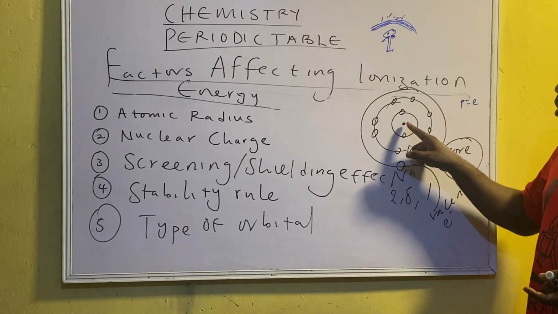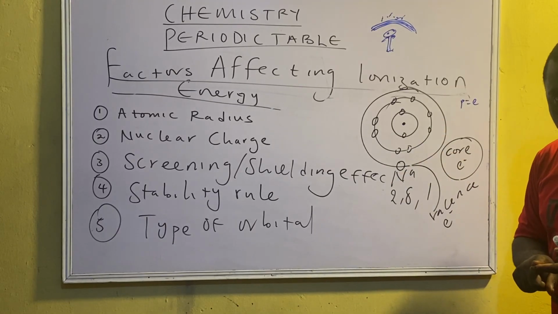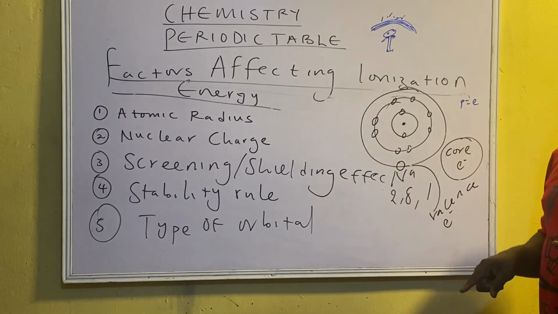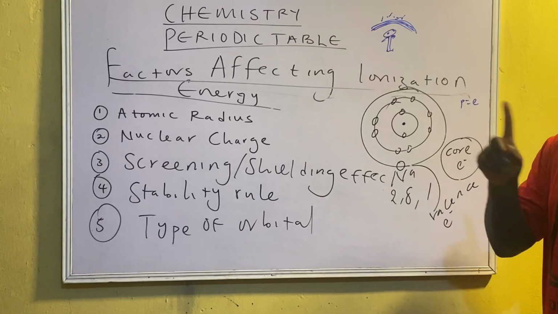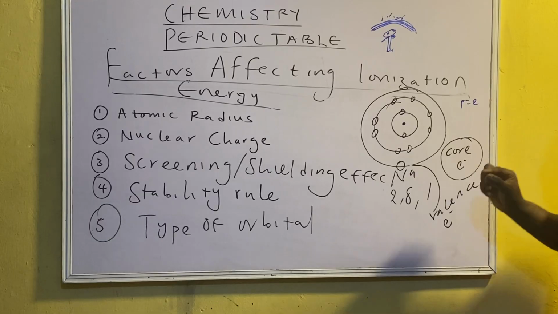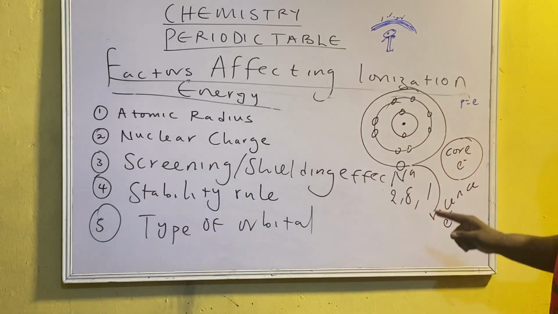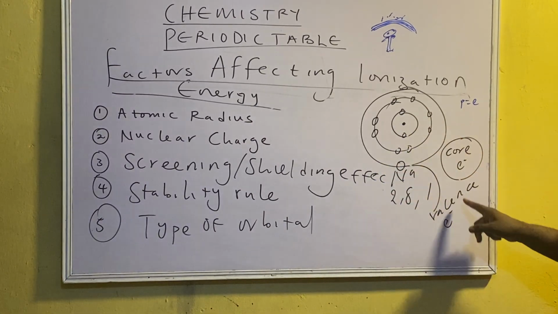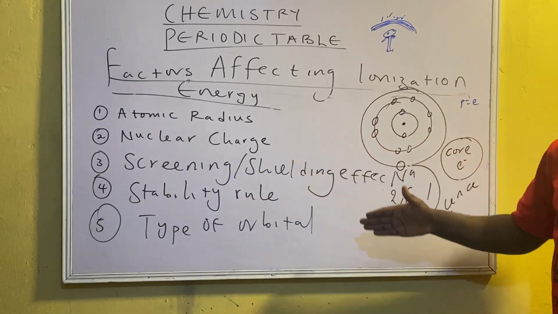The repulsive force, what does that mean? Between the nucleus and the electron is electrostatic attraction. But between the electrons themselves, there is repulsive force. That is, they will repel. So that particular repulsive force that is now exerted by the core electrons, look at them here, on the valence electron is what we call the screening or the shielding effect.